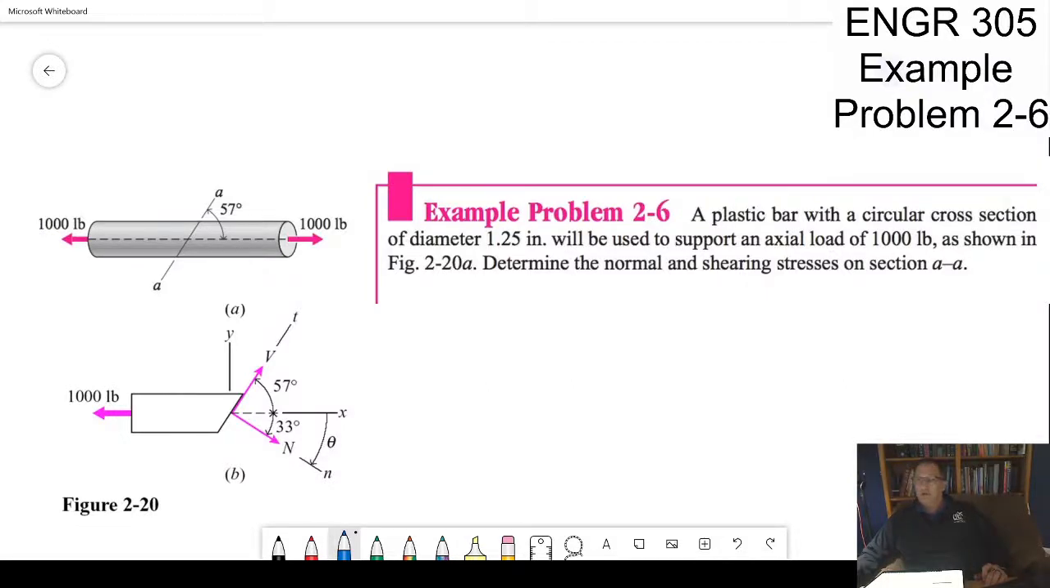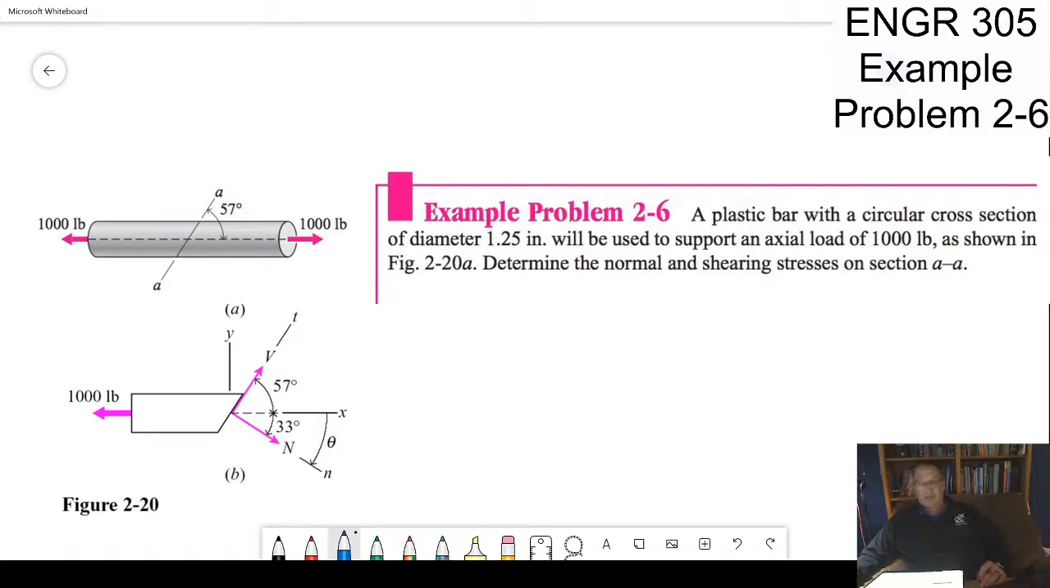Engineering 305, example problem 2-6. A plastic bar with a circular cross-section of diameter 1.25 inches will be used to support an axial load of 1,000 pounds, as shown in figure 220A. Determine the normal and shearing stresses on section AA. AA is given in the picture, just some arbitrary location and angle, and we're supposed to figure out how that goes.